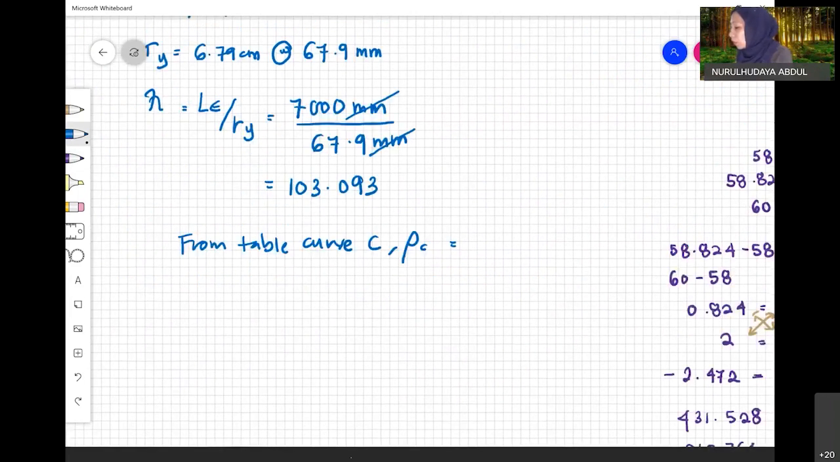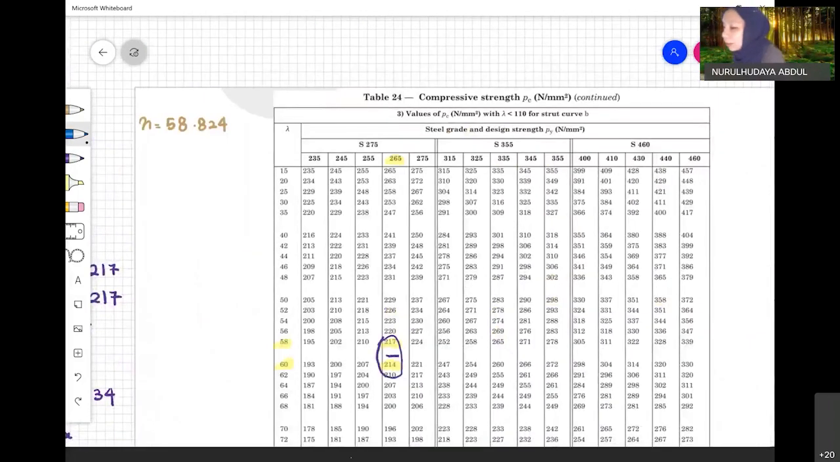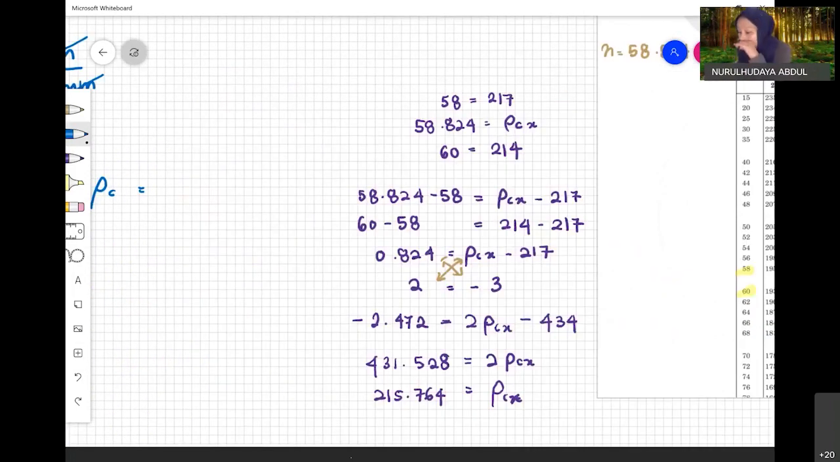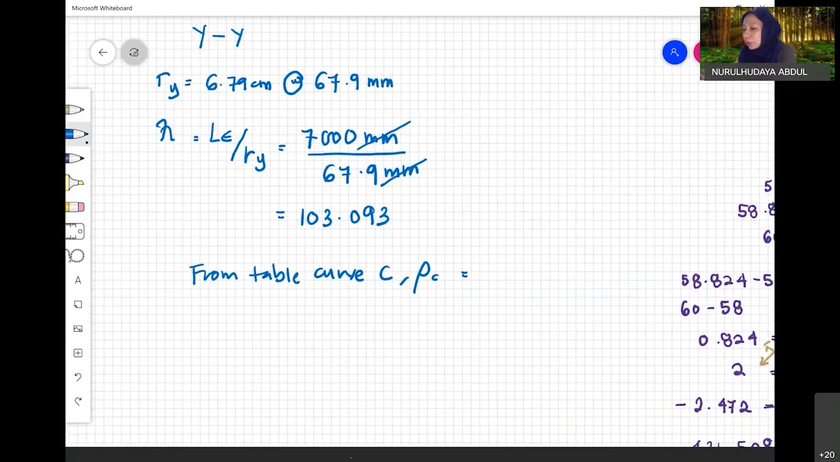Where do we get the unit? Don't make it difficult by thinking how to calculate the unit. We look at this one, it is already stated in your own table. It mentions that PC is Newton over mm square. So we need to check for YY. We know it is curve C. The value for slenderness ratio is 103.093.